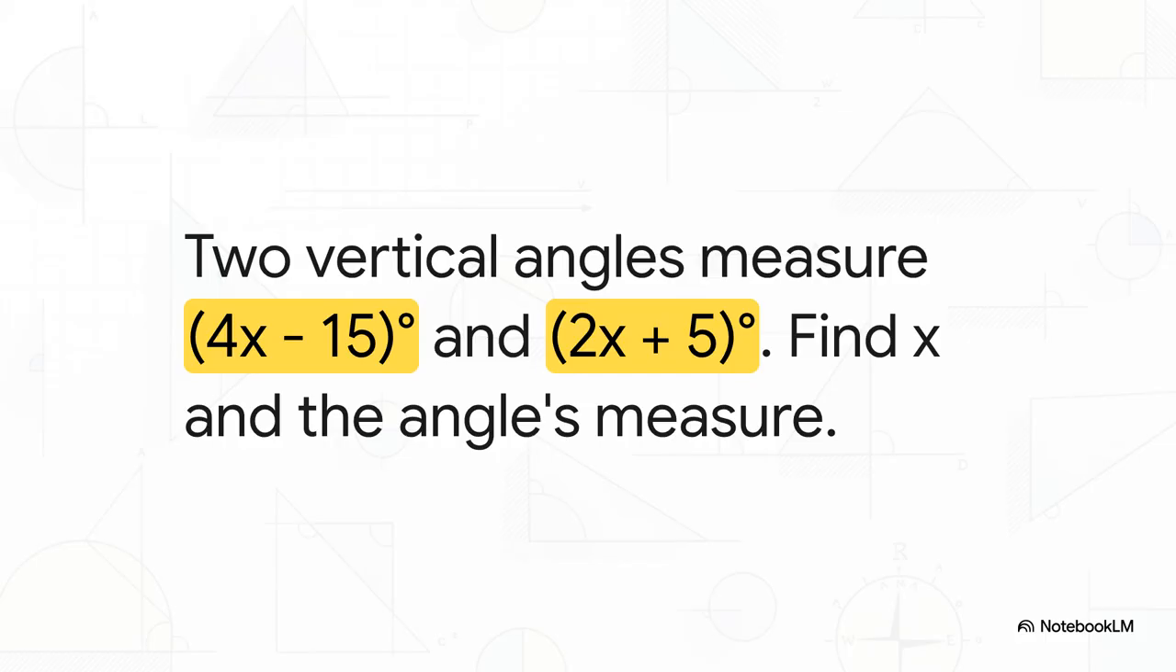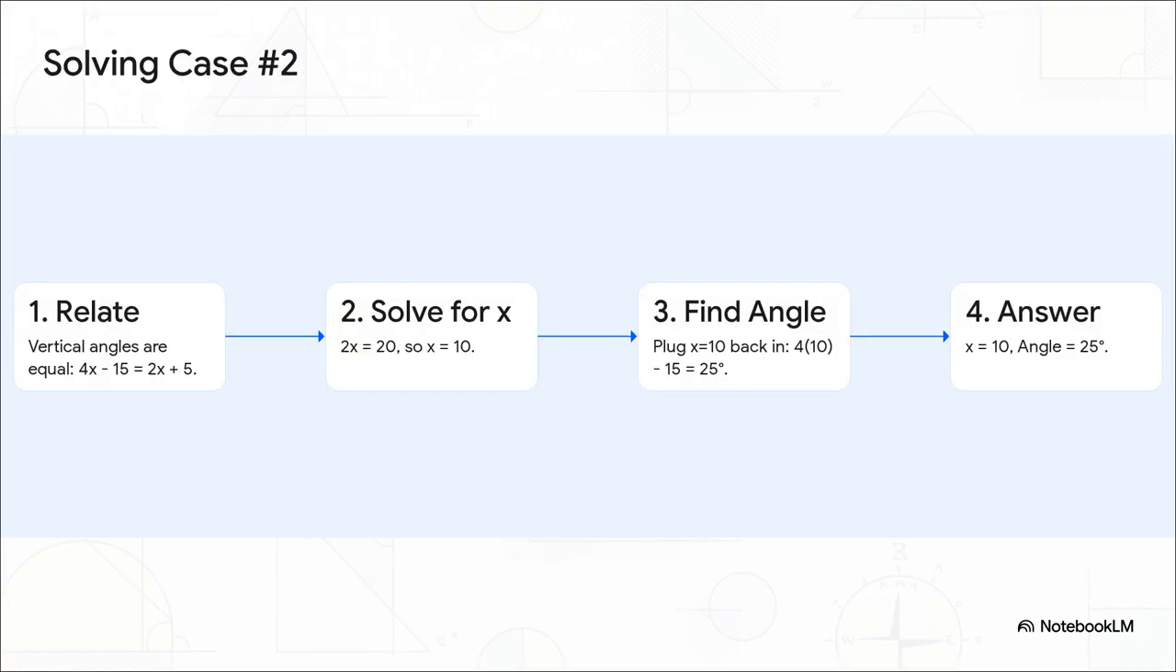So this one throws some algebra at us, which I know can look a little scary, but seriously, don't let it fool you. The most important piece of information here is the word vertical, and we know exactly what that means, right? It means they have to be equal. You see? The whole trick is just setting those 2 expressions equal to each other. After that, it's just basic algebra to solve for x, and once we figure out that x is 10, all we have to do is plug that value back into either one of the original expressions to get our final answer. The angle is 35 degrees.